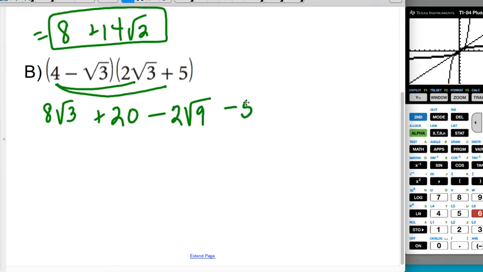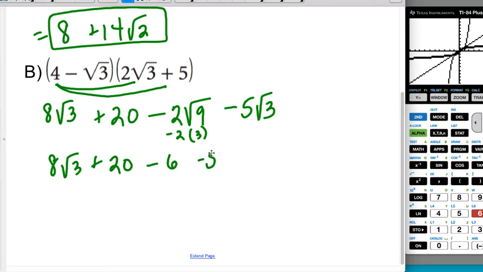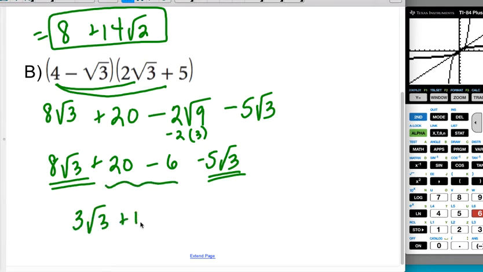And then last is going to be minus 5 root 3. So this ends up being a negative 2 times a 3. So it's a regular old number. So I have an 8 root 3 plus a 20 minus a 6 minus a 5 root 3. I can combine the root 3 terms, and I get a 3 root 3. I can combine the 20 and the negative 6 and get a 14, and that's my answer.